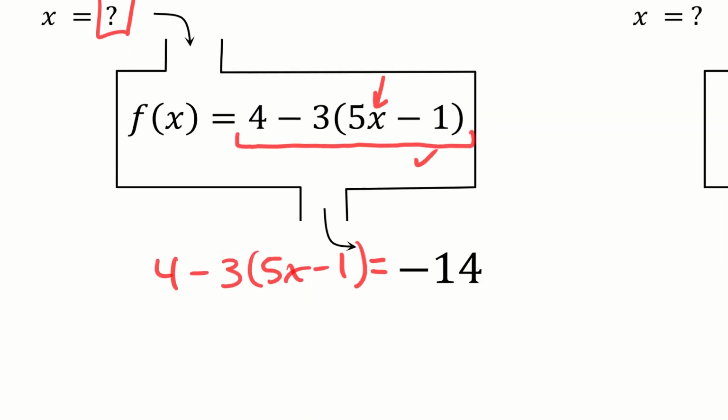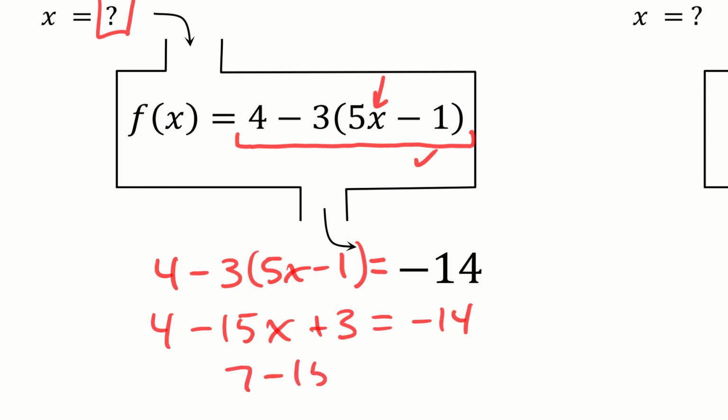So first of all, we're going to begin with the simplest form of the distributive property. This is going to become a 4 minus 15x plus 3 equals negative 14. I can combine the positive 4 and the positive 3, and I get 7 minus 15x equals negative 14.